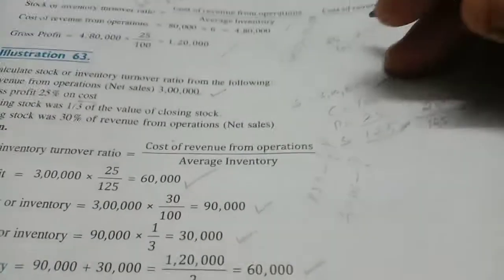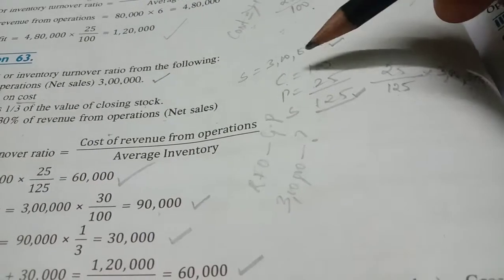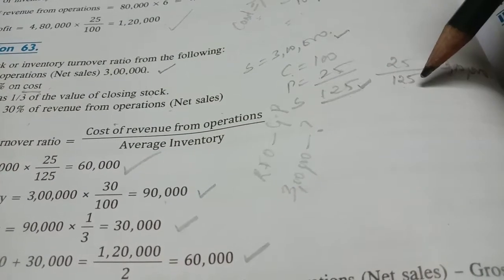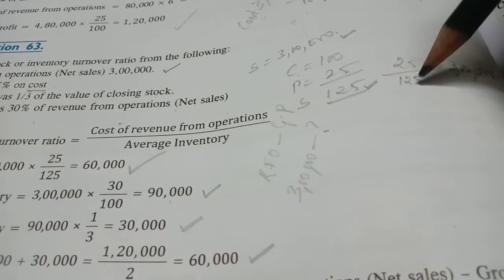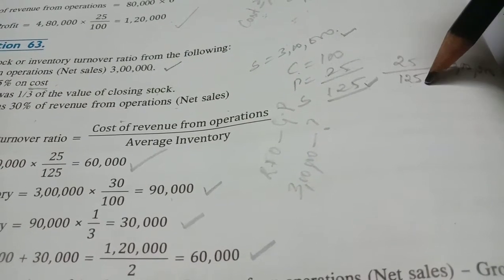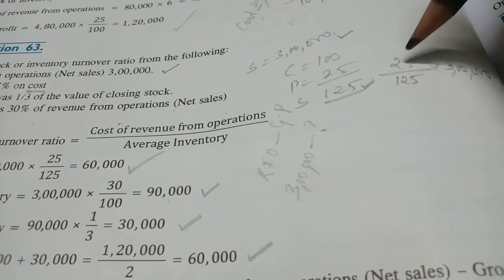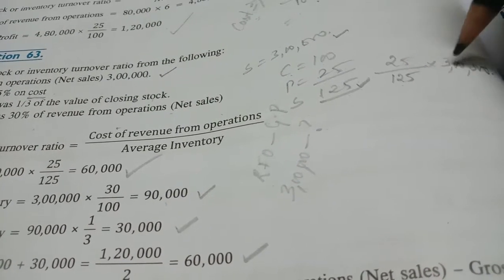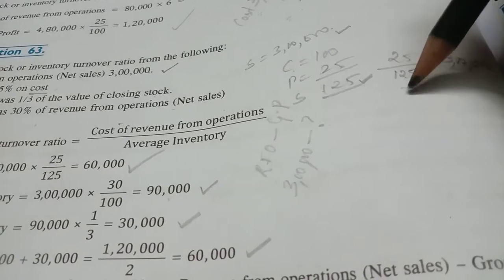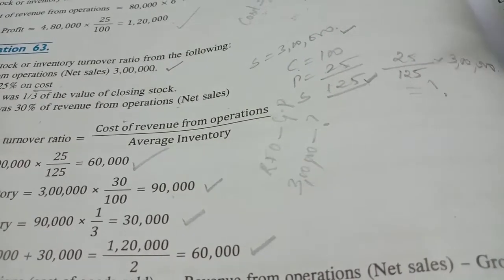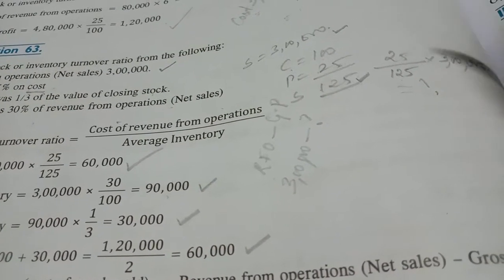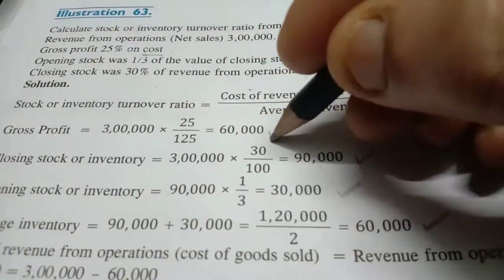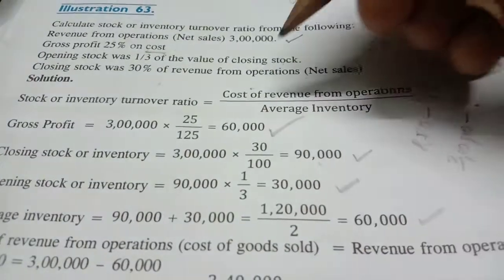Okay, so see here. So we are having the sales amount, so you have to keep the sales as the base. Okay, so if sales is 125, profit is 25, and if the sales is 3 lakhs, what will be the gross profit? Okay, so the gross profit is 60,000. See here, gross profit is 60,000.